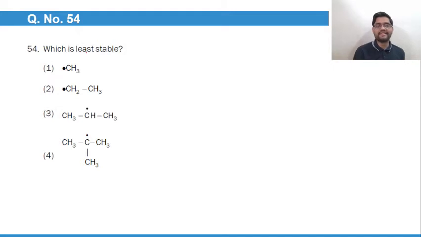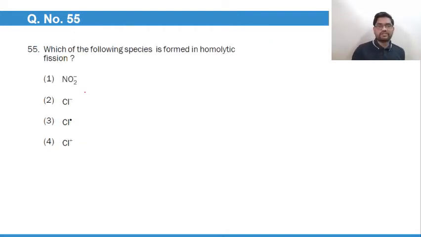54, which is least stable. Stability of free radical goes from 3 degree carbon free radical to 2 degree carbon free radical, then 1 degree carbon free radical, and the last one is methyl free radical. Hence we'll go with this answer, methyl free radical. Which of the following species is formed in homolytic fission? Homolytic fission, free radicals are formed. We'll go with option number 3.